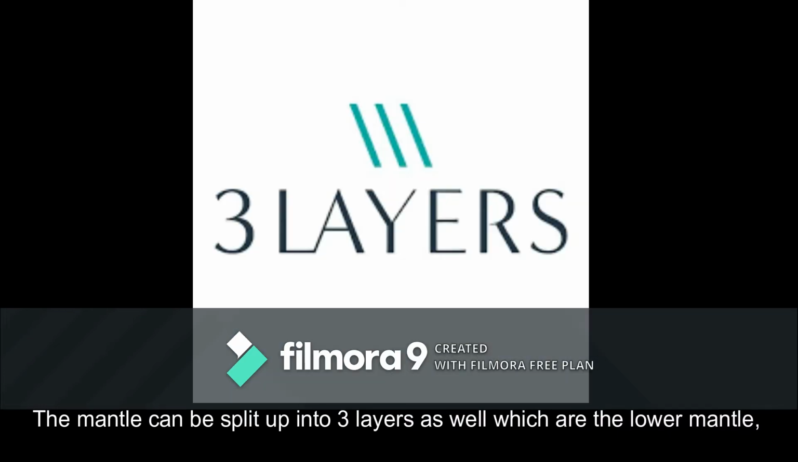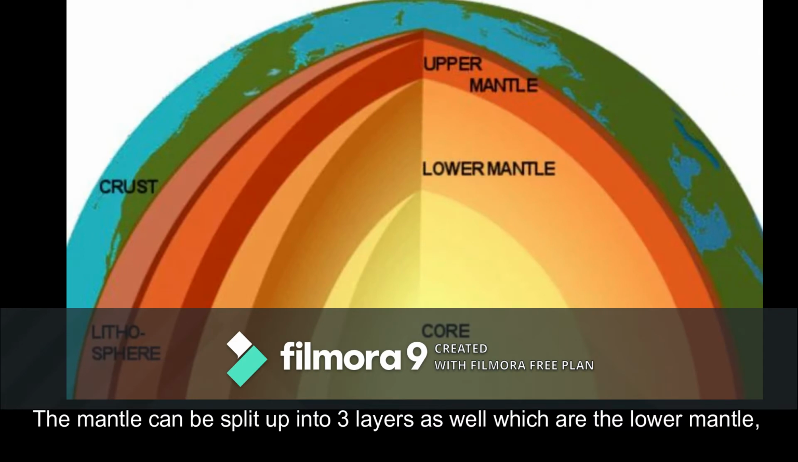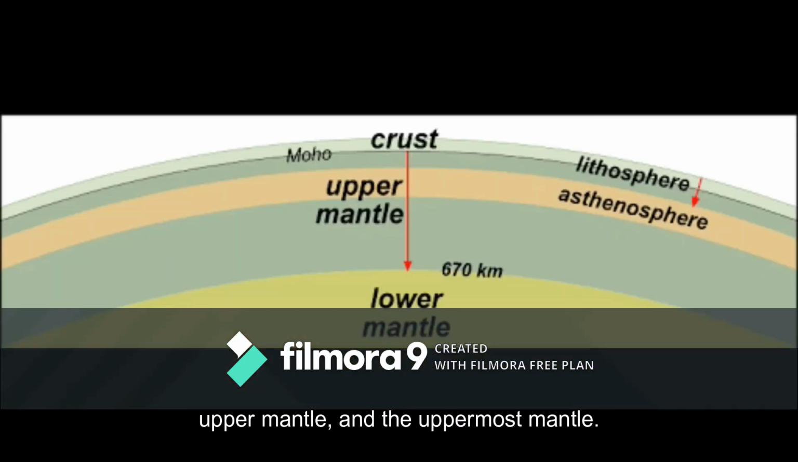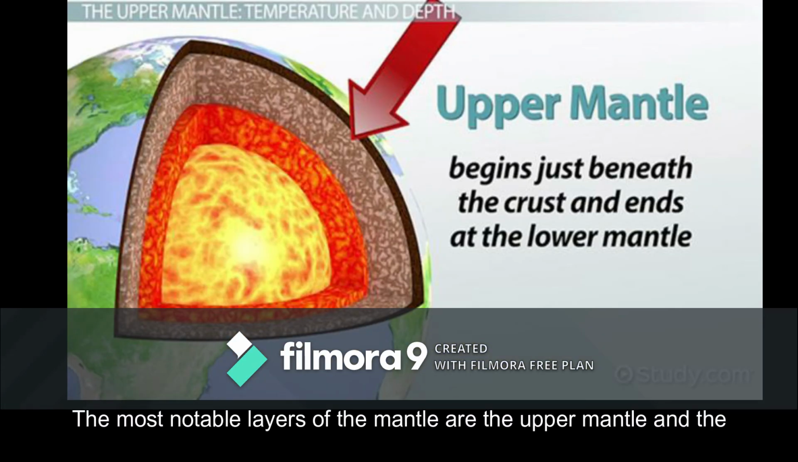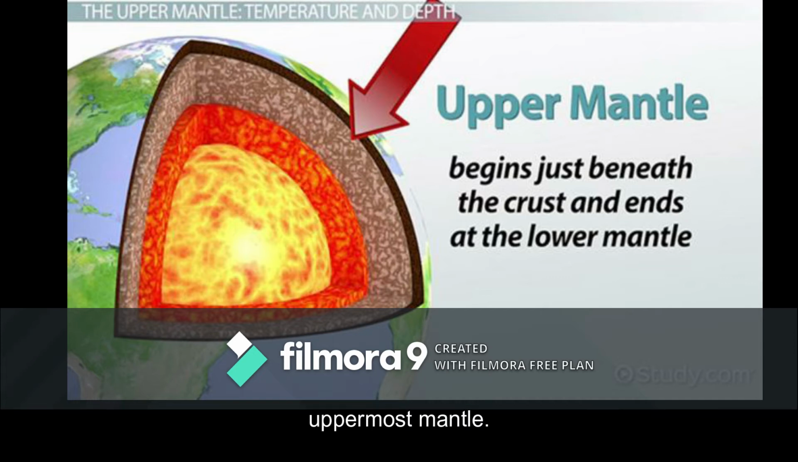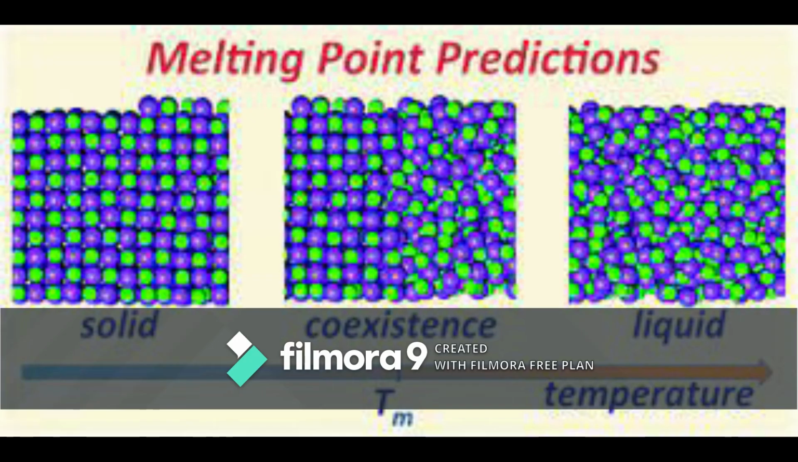The mantle can be split up into three layers as well, which are the lower mantle, upper mantle, and uppermost mantle. The most notable layers of the mantle are the upper mantle and the uppermost mantle. The upper mantle is where high temperatures, about 1000 degrees Celsius, and pressure bring rock close enough to their melting point for them to be easily deformed.